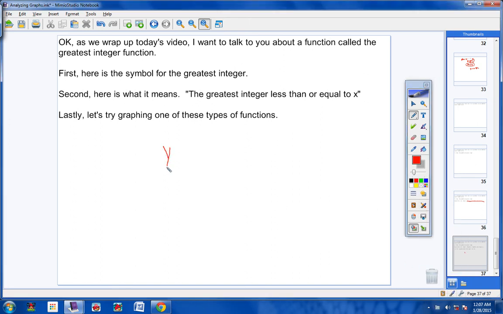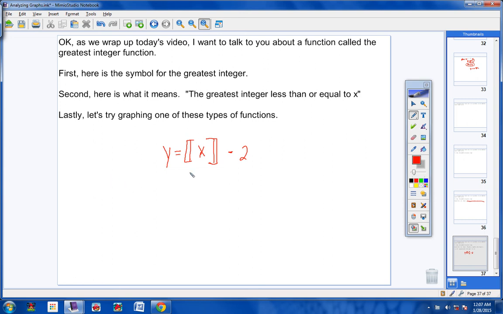Y equals the greatest integer of x minus 2. Now guys, look, we're going to start off with using a table of values. Let's say we're going to put in something like, I don't know, -5, okay, for x.